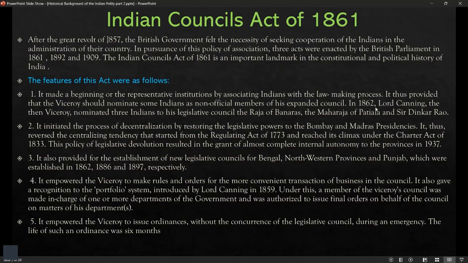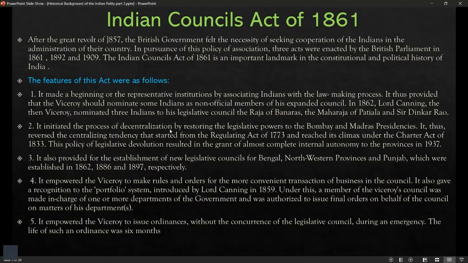And in 1862, Lord Canning, the then viceroy, nominated three Indians to his legislative council, who were the Raja of Banaras, the Maharaja of Patiala, and Sir Dinkar Rao. So these three Indians were elected as non-official members of the expanded council.